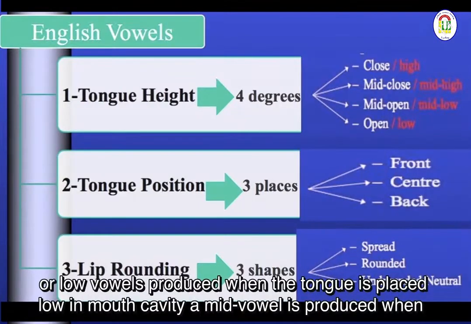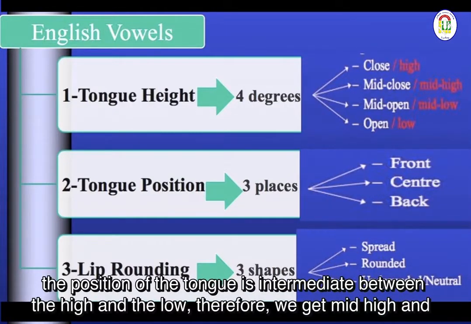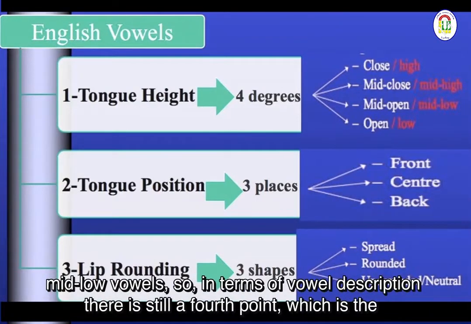Open or low vowel, produced when the tongue is placed low in the mouth cavity. A mid vowel is produced when the position of the tongue is intermediate between the high and the low. Therefore, we get mid-high and mid-low vowels.